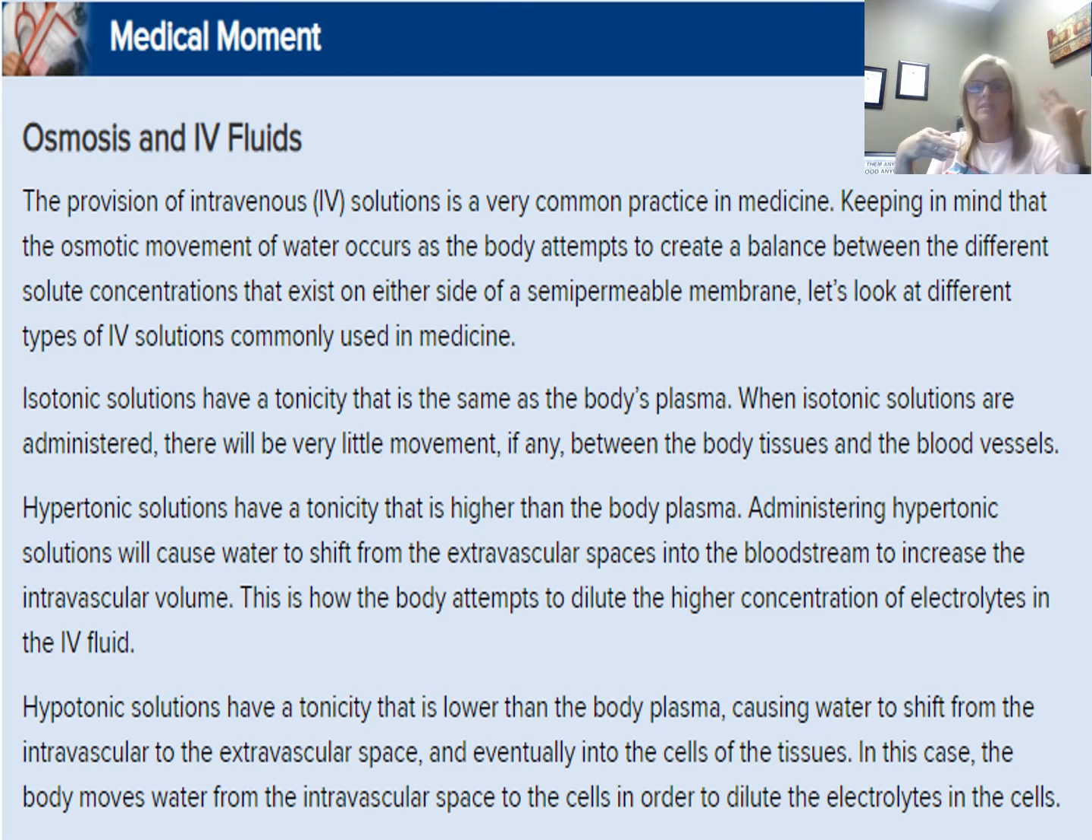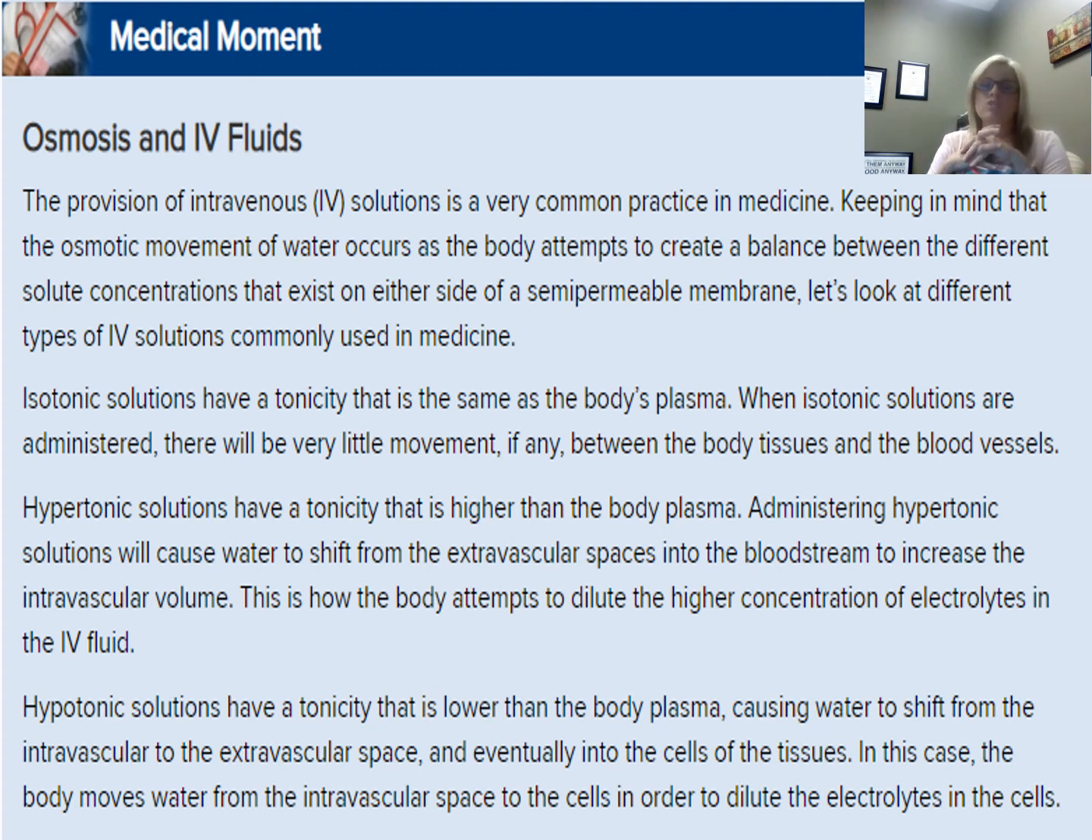All right. And so this is how the body attempts to dilute the higher concentration of electrolytes in the IV fluid. And again, that can be salt, it can be sugar, potassium, different things. Okay. Hypotonic solutions have a tonicity that is actually lower than plasma, causing water to shift from those blood vessels, the intravascular space, to extravascular space, which means outside of the blood vessels, and eventually into the cells and tissues. And so in this case, the body's going to move water from that intravascular space to the cells in order to dilute the electrolytes in the cells.